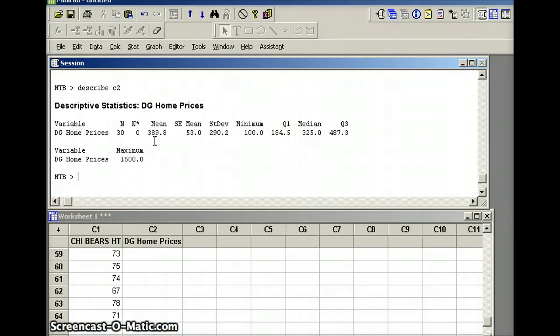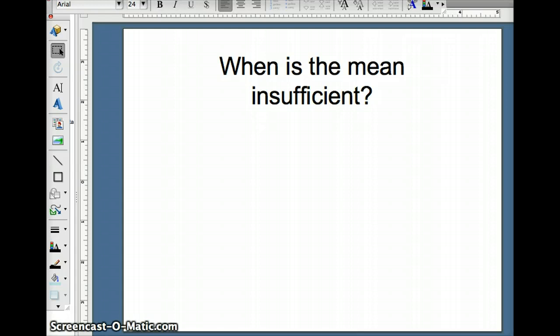But are these data sets similar? Are they different? Can we get some feel in terms of what they represent? So the mean gives us a measure of central tendency. It gives us one number that describes an entire data set. But when is the mean insufficient? When doesn't it tell us the whole story?